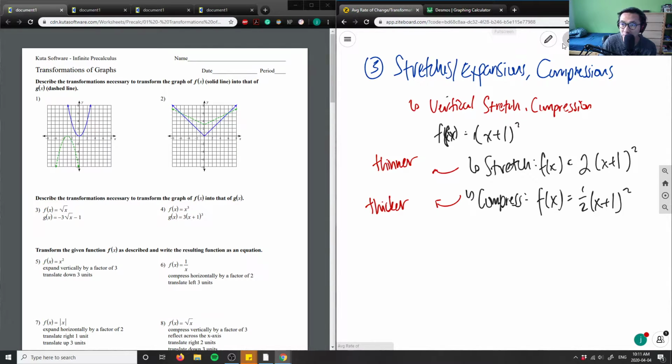So I'm going to create rules for you now for vertical stretch and vertical compression. Every time we see a stretch here, I'm going to set this value as a. So if the absolute value of a is greater than 1, you're going to get a vertical stretch.